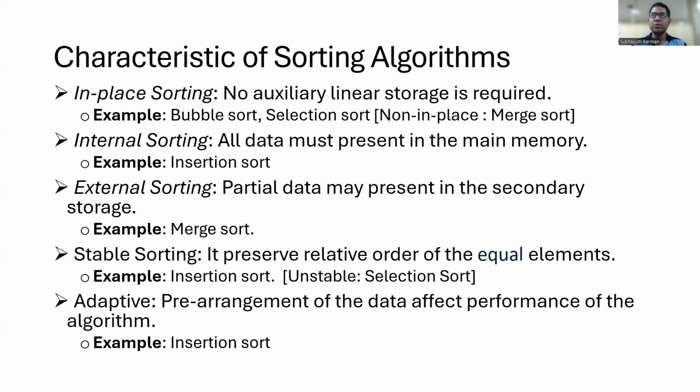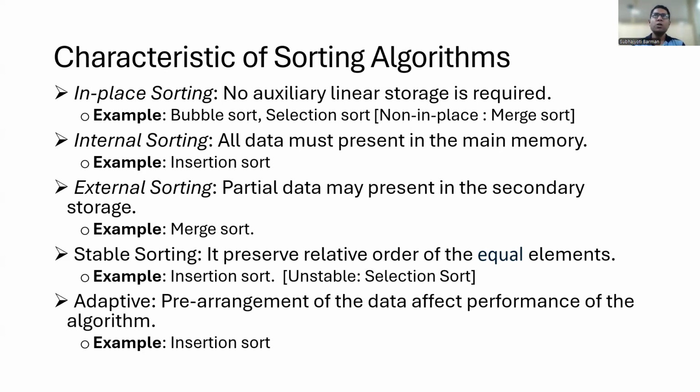In case of external sorting algorithms, our data can be partially present in secondary storage and partially present in primary storage. Some operations will be done in the primary storage, then I can swap out that data and fetch another set of data. The concept of merge sort is implemented based on this external sorting principle, so this is useful for large sets of data.